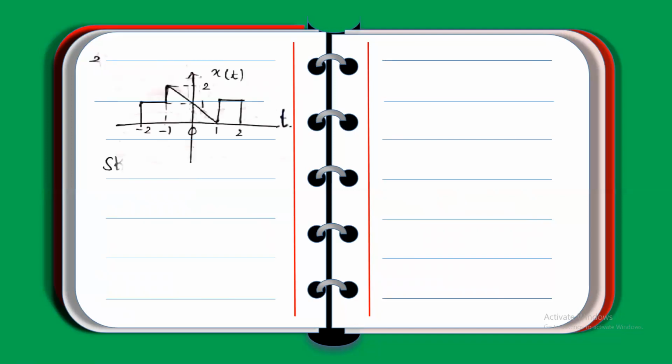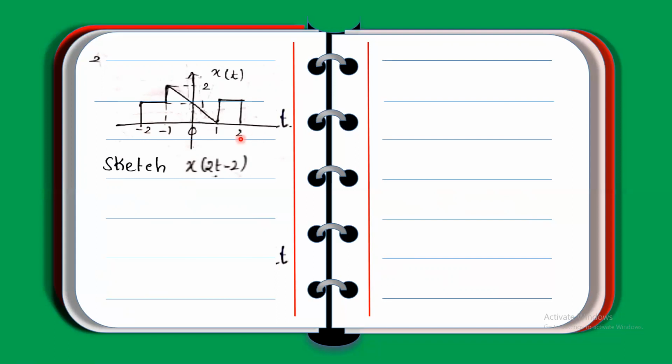Let us try a similar problem. Given x of t, sketch x of 2t minus 2. Here also multiple operations are involved. We will follow the order which we have learned, that is shifting first, then scaling. The given signal x of t has to be shifted 2 units towards right.